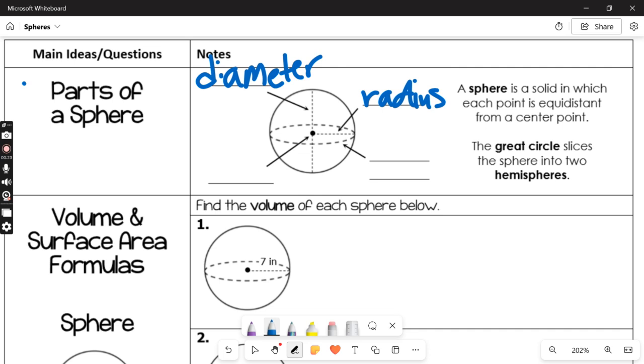Okay, we have that dot, which is the center. And then we have this dotted line that's going all the way around. This is what's called our great circle. Okay, so a sphere is a solid in which each point is equidistant from the center point. The great circle slices the sphere into two hemispheres.